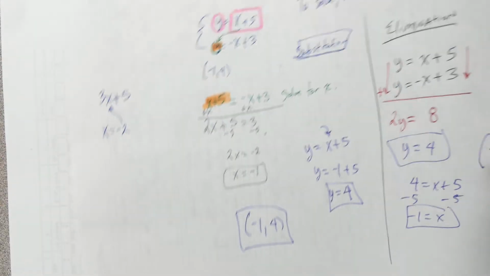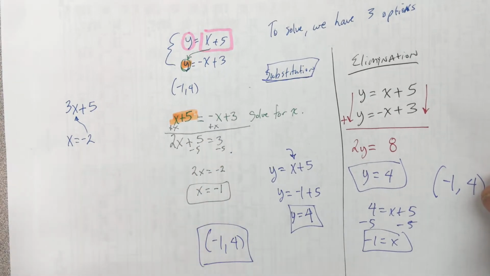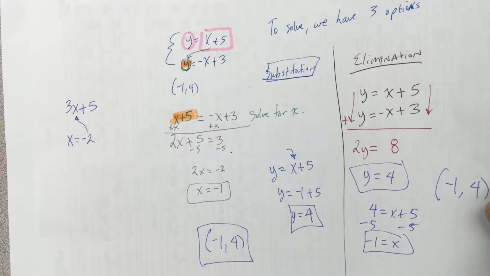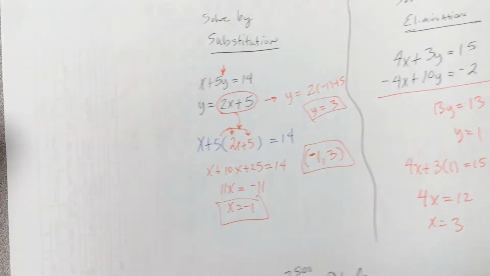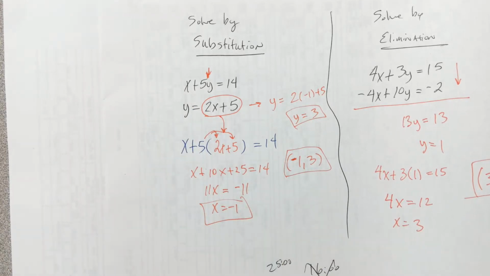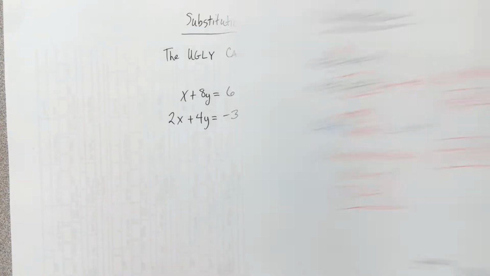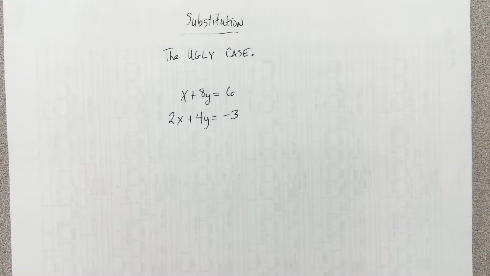Remember on the last ones, to do substitution, it was already solved. So all you had to do was plug it in, right? One of them was already solved for y. If it was solved for x, it's still just as easy, you just substitute for x. But this isn't solved for anything. So we have to pick something to solve for.